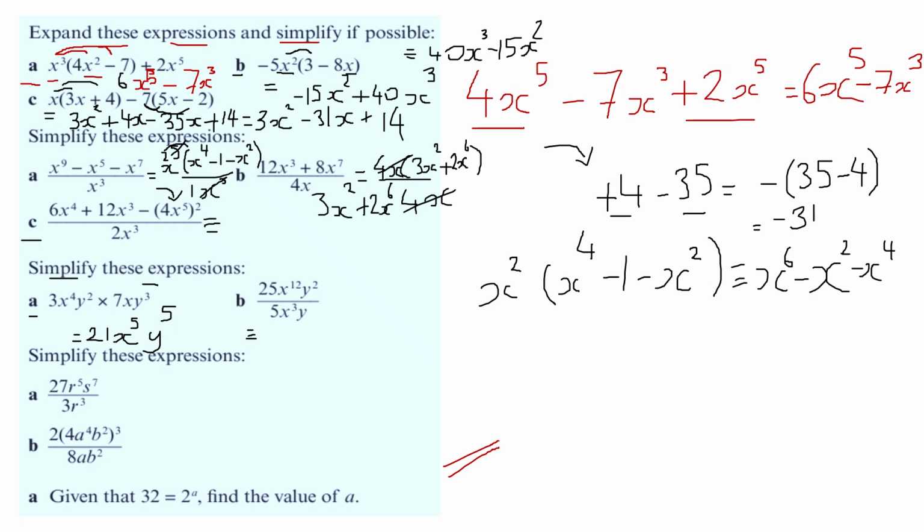Next up, simplify the following expression. 25x to the 12 y squared all over 5x cubed y. 25 divided by 5 is 5. X to the power of 12, and I'm dividing it by x cubed. So here the base is the same, so I'm going to subtract the powers because I'm dividing. Remember that fraction line here means a division. And then I've got y squared divided by y is just y, or y to the power of 1.